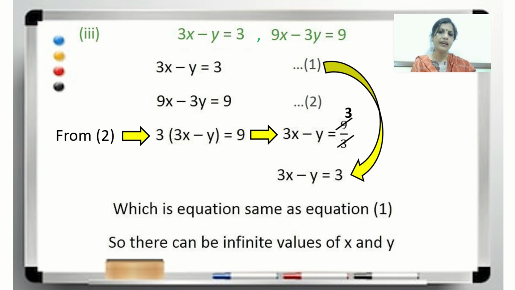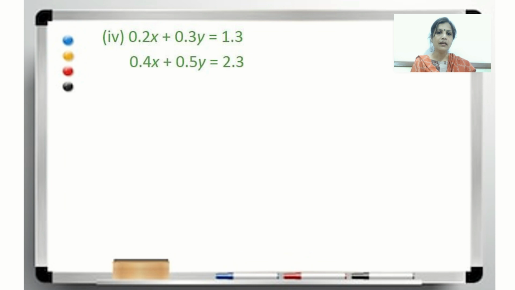Okay, moving ahead. This is the fourth sum, and it is a little different because you can see the decimal points involved there. So we will consider 0.2x plus 0.3y is equal to 1.3 as our first equation and 0.4x plus 0.5y is equal to 2.3 as our second equation. Now when you see decimal points, it's always advisable to convert the decimal numbers into fractions, which will make your sum easy. So how will I write equation 1?